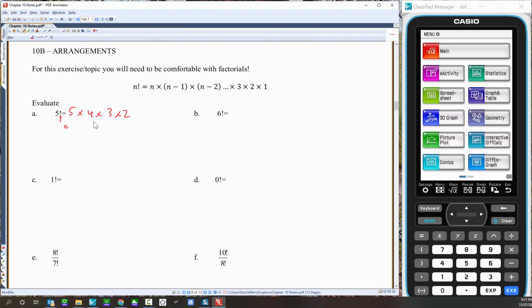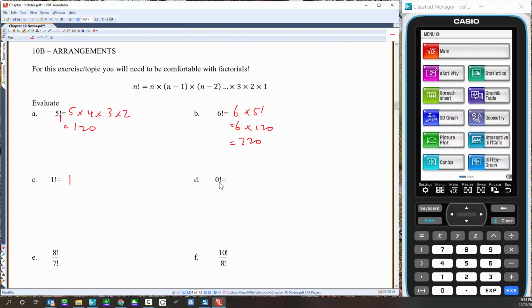Now we can evaluate this. It looks pretty nasty, but it's actually quite easy. 5 fours are 20, 3 times 20 is 60, 60 times 2 is 120. All right, what about 6 factorial? Well, that's going to be 6 times 5 factorial. And we already know what 5 factorial is, that's 120. So that's going to be 6 times 120. 600, 6 twos are 12, 720. All right, 1 factorial. That's just going to be 1.